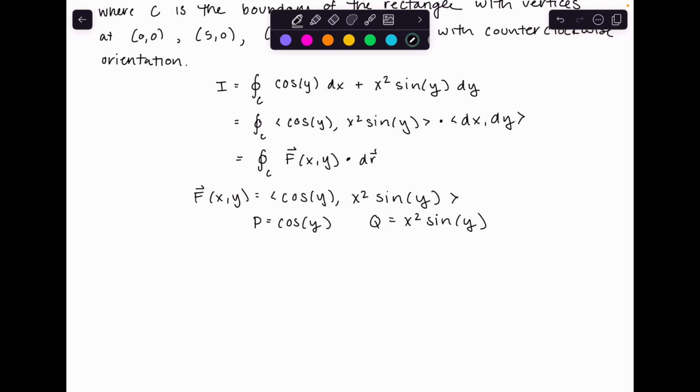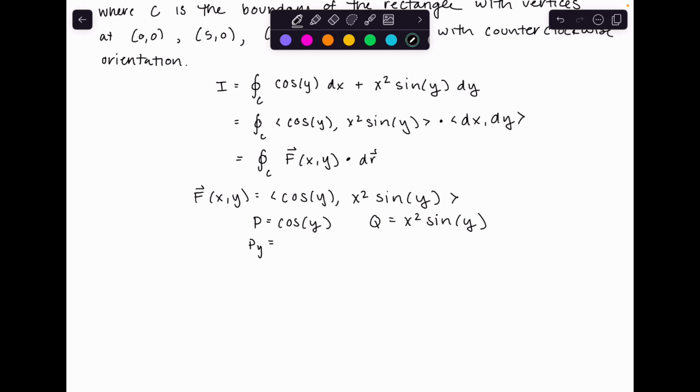Immediately, because they already told me this is a line integral over a closed region, Green's theorem is likely going to be the better case. So I'm going to go ahead and start, because if this is a conservative vector field too, it's very useful to find that as well. So I might as well check if it's conservative.